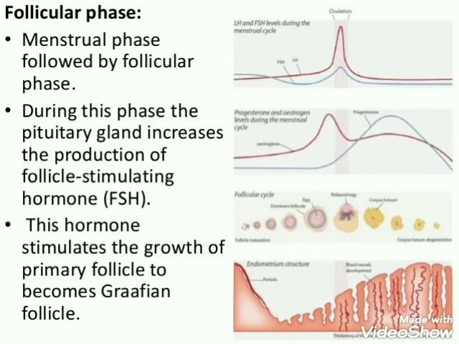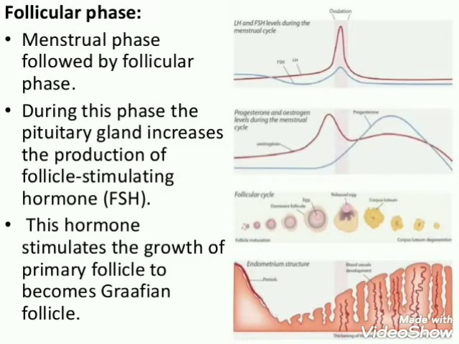Next is the follicular phase, or proliferative phase. The primary follicle in the ovary grows and becomes a fully mature Graafian follicle. The structure of the primary follicle and the Graafian follicle we have already done in the previous session under the topic sectional view of the ovary and also in the process of oogenesis.